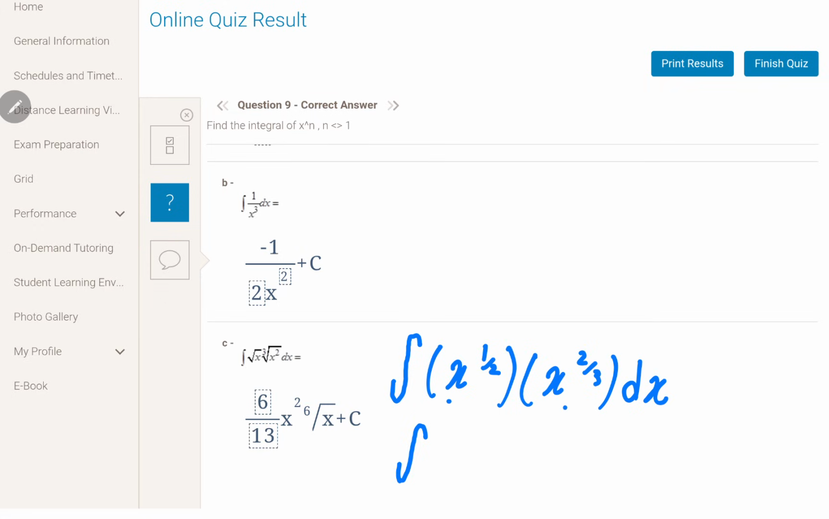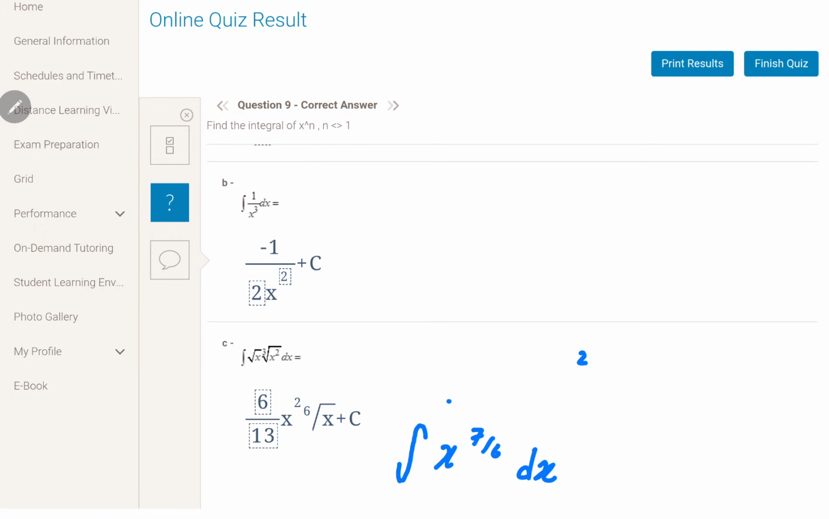So you're going to do 1 over 2 plus 2 over 3, which gives you 7 over 6. So it's the integral of x to the power of 7 over 6 dx. Now it's very easy. Add 1 to 7 over 6, plus 1 gives 13 over 6. So it's x to the power of 13 over 6, over 13 over 6, plus c, sorry.